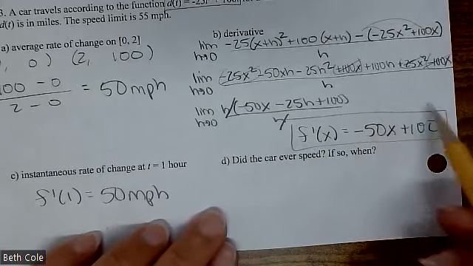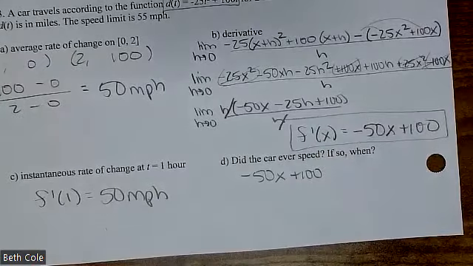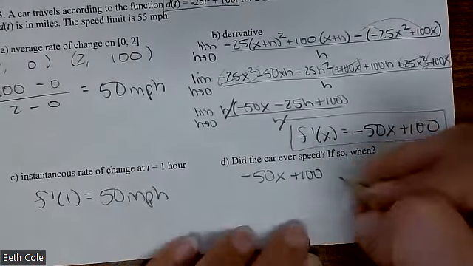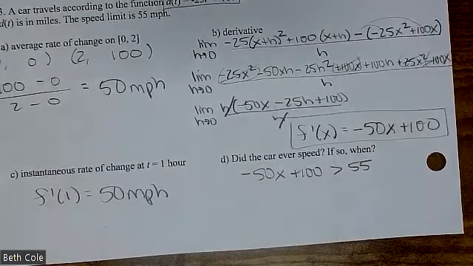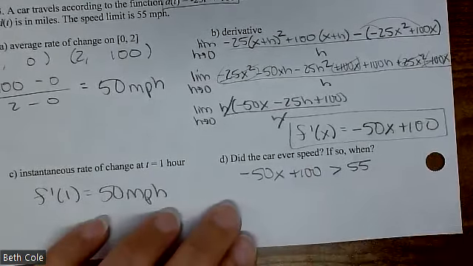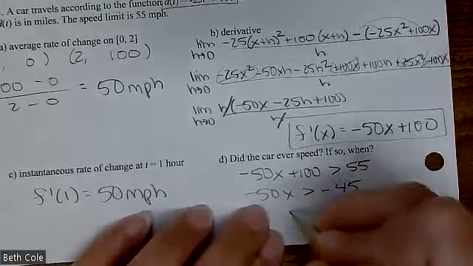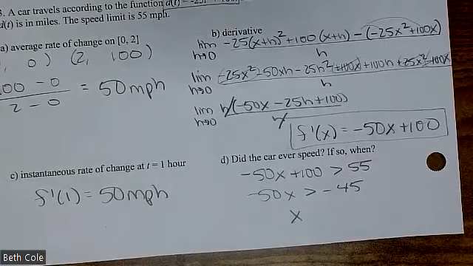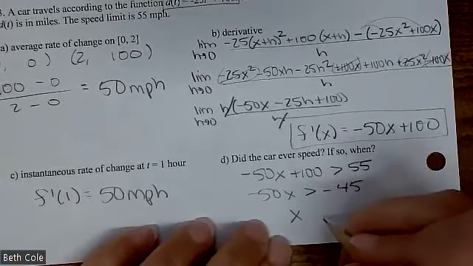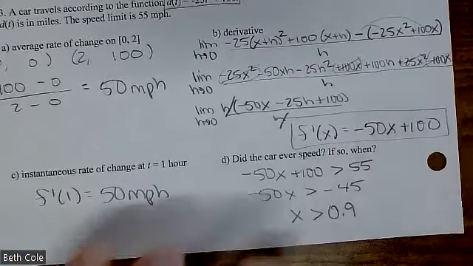You're going to take your instantaneous rate of change, your derivative, this negative 50x plus 100. What was our speed limit? Set it greater than 55 and work it out. If you get an answer, that's where the car sped. If you get something that doesn't make any sense, like a no solution, then it didn't speed. What would you do to both sides? Yeah, minus 100, that's going to be negative 45. Divide by negative 50. Do you remember what you do when you divide by a negative? You flip it around, and for the sake of time, that's going to come out to 0.9.